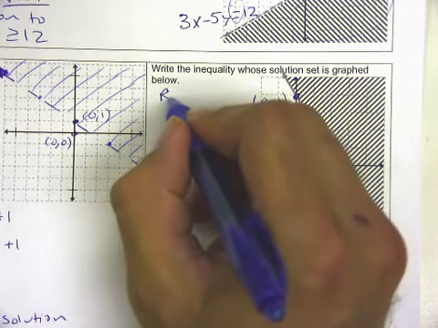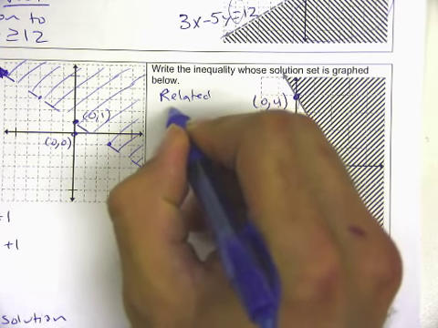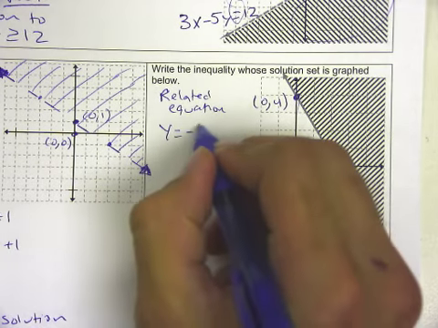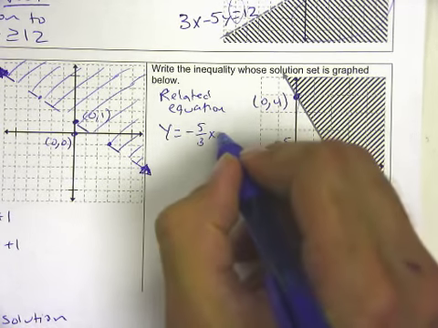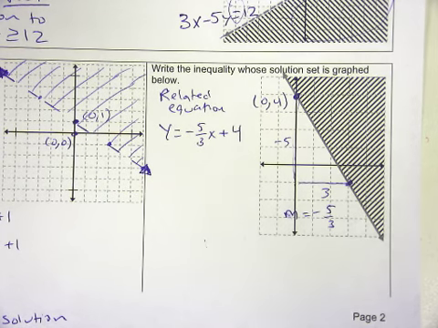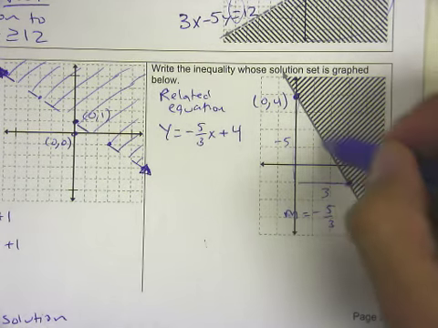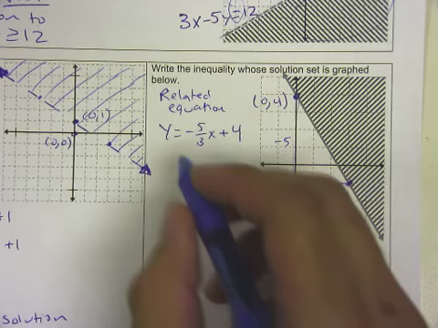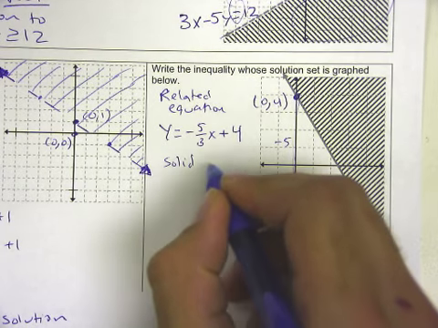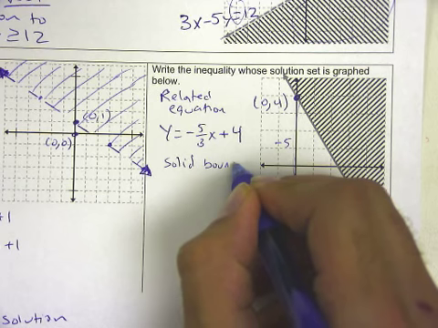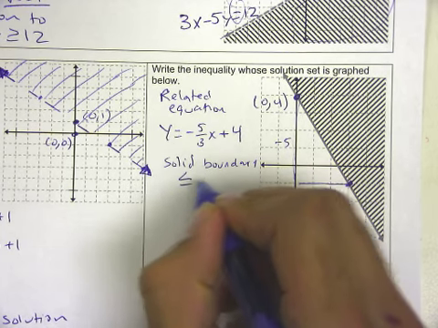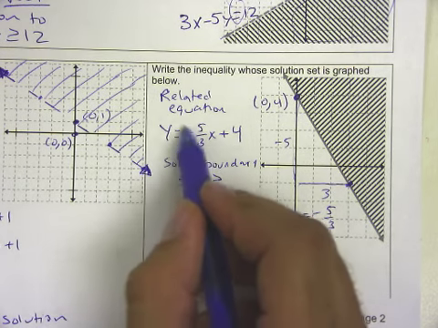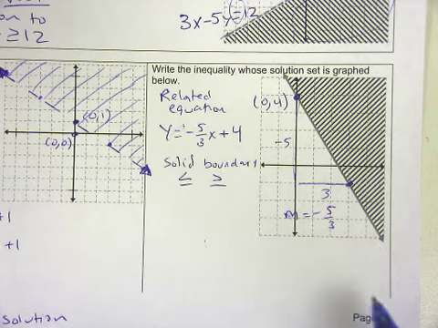So our related equation here is going to be y equals negative 5/3 x plus 4. Then we have to look at whether we have a dashed boundary or a solid boundary. We have a solid boundary here, so we're going to have either the less than or equal to or the greater than or equal to, because we need the boundary values to be solutions. We need the inequality to accept the equals.